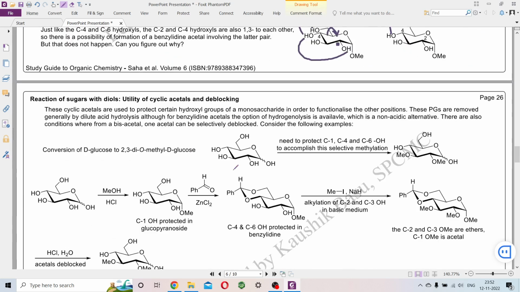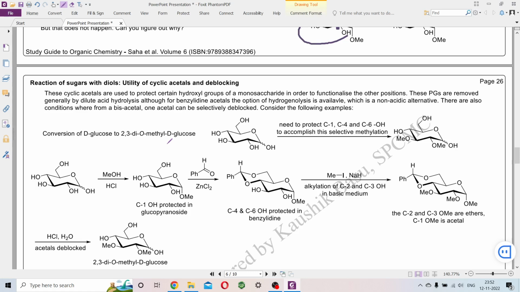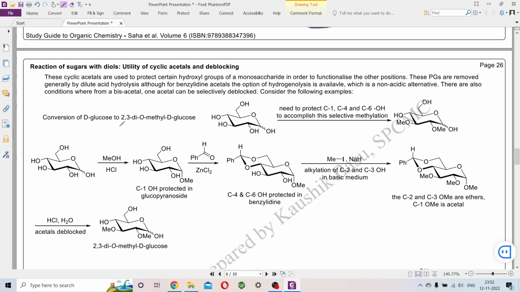Let's see how we can use these things to carry out certain conversions, and these are important for your university exams. So suppose they have asked you to convert D-glucose into 2,3-di-O-methyl D-glucose. So you need to functionalize this OH and that OH, but protecting that OH, that OH and that OH. So you need to protect these two OHs. That means you should go for a benzylidene protection, because those two are like the ideal candidate for 6-membered acetal formation, and they are 1,3 with respect to each other.